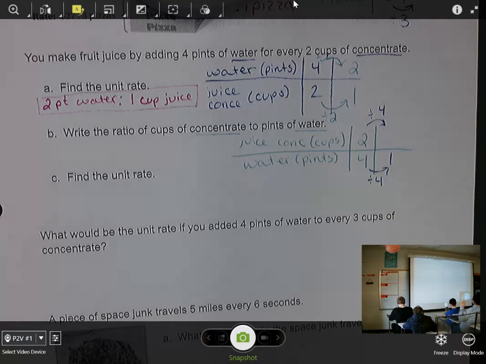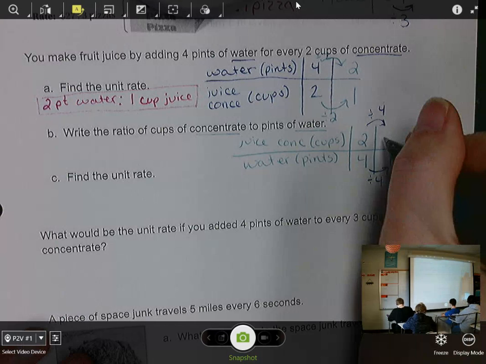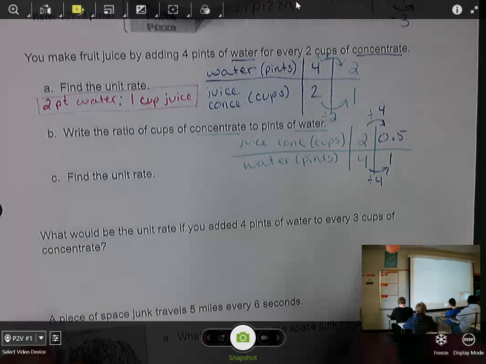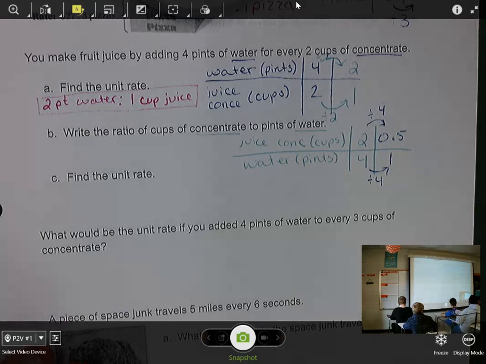All right, Daniel, what did you get? 0.5. That means 1/2. 0.5 is 1/2. So what that would mean is it would be 2, right? No, it's 2 divided by 4, not 4 divided by 2.